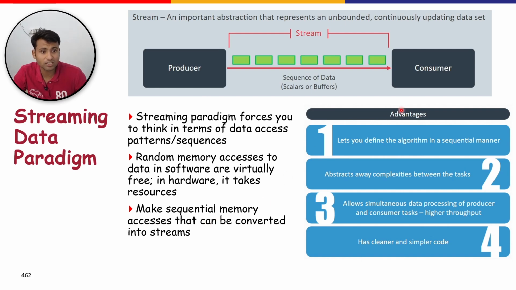So, decomposing or partitioning your algorithm into producer-consumer relationships that communicate by streaming data through the network has several advantages. First, it lets the programmer define the algorithm in a sequential manner, and the parallelism is extracted through other means. Complexities like synchronization between the tasks are abstracted away. It allows the producer and consumer tasks to process data simultaneously, which is the key for higher throughput. Another benefit is that there is cleaner and simpler code.